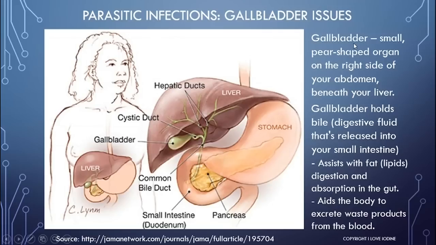It is a small pear-shaped organ on the right side of your abdomen beneath your liver. The gallbladder holds bile. Bile is a digestive fluid that's released into your small intestine. This assists with fats, also known as lipids, being digested and absorbed in the gut. It also aids the body in excreting waste products from the blood. So as you can see, this is a very, very serious issue if we have parasites that are disrupting the normal functioning of our gallbladder.